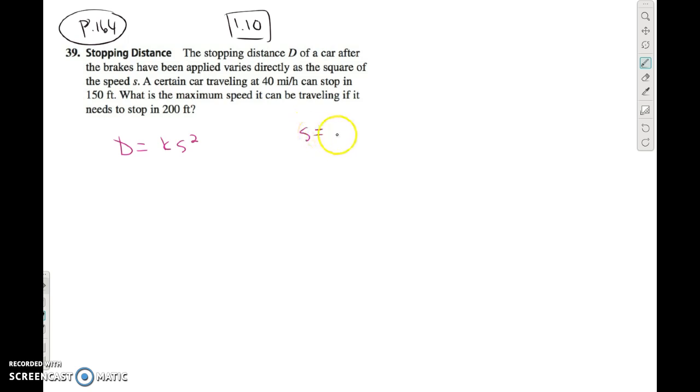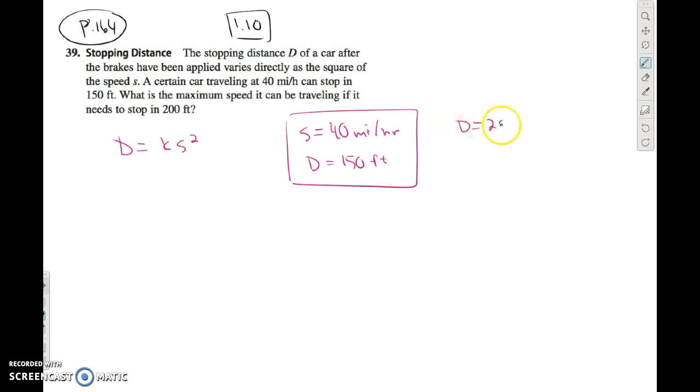When a car is traveling at a speed of 40 miles per hour, it can stop in 150 feet. So here's my initial condition, kind of. What's the maximum speed it can be traveling if it needs to stop in 200? So if we need it to stop in 200, what is the speed that it can be traveling?